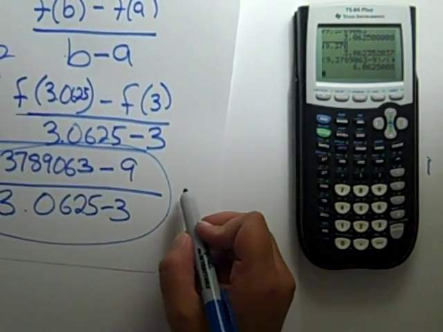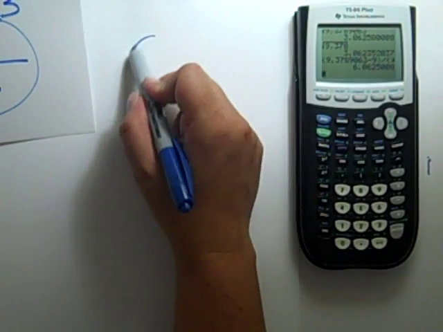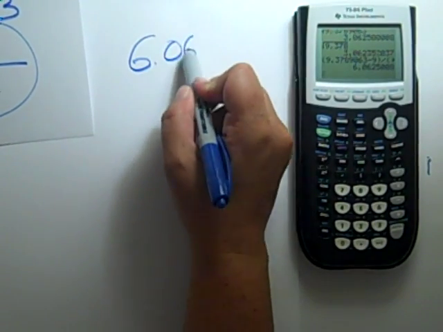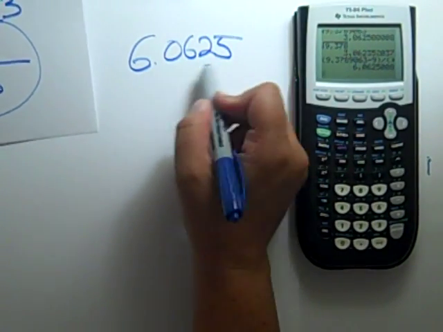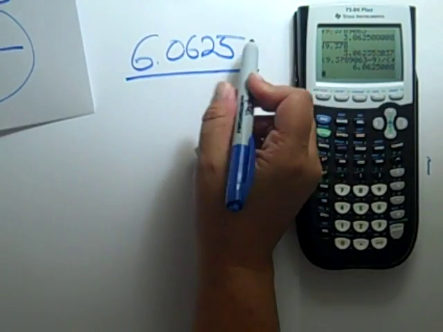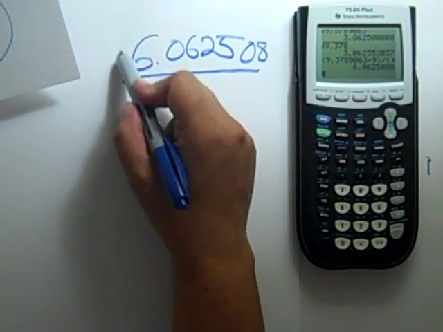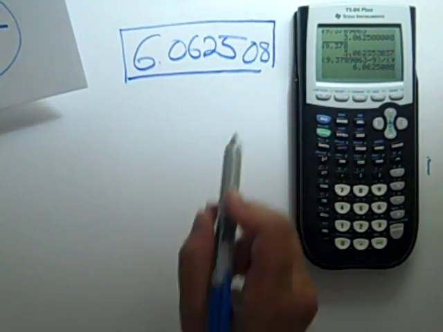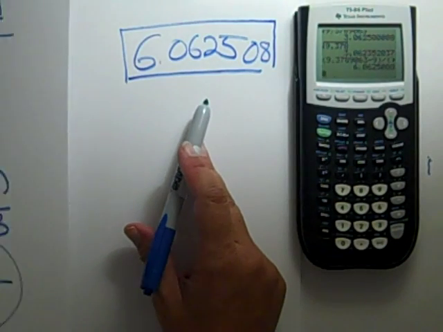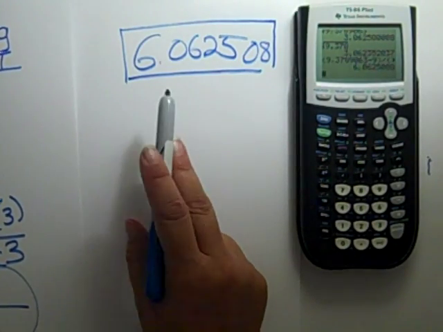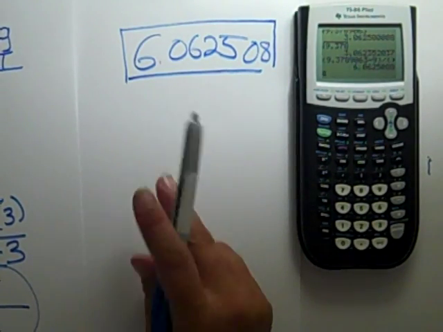Hey, my slope is 6.0625. We can just stop there. I think that'll be okay. Or you can put the 08 if you wanted. So box that answer. That's your slope. Hey, that was pretty close to what we estimated too. I said between 5 and 6. And it ended up being a little more than 6.